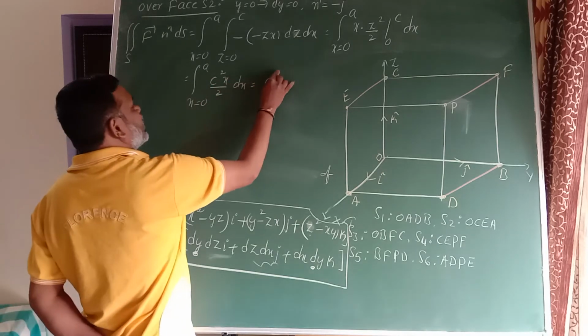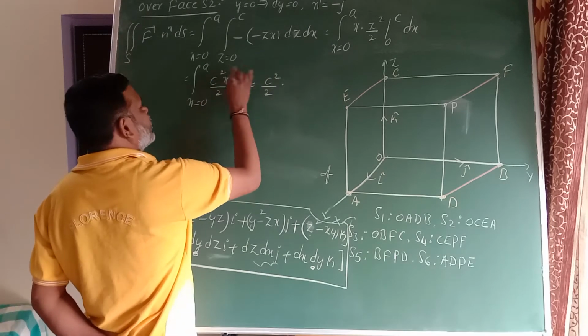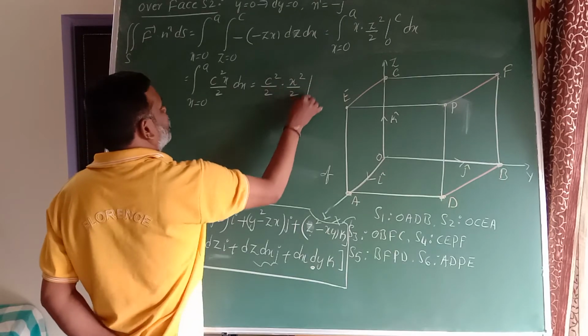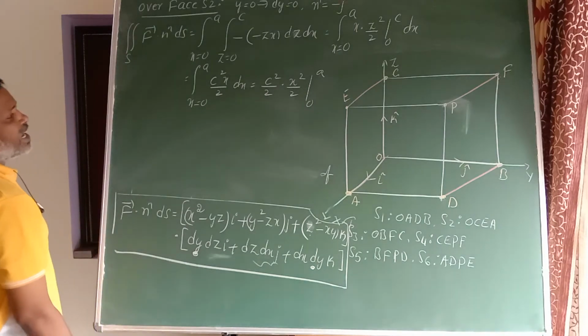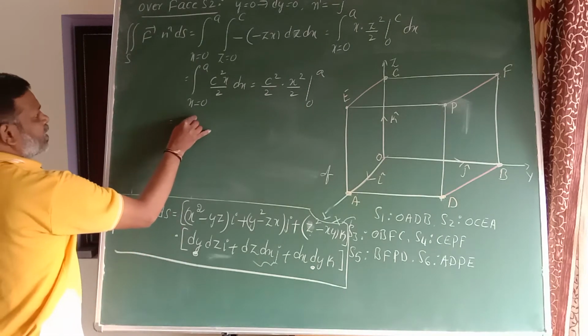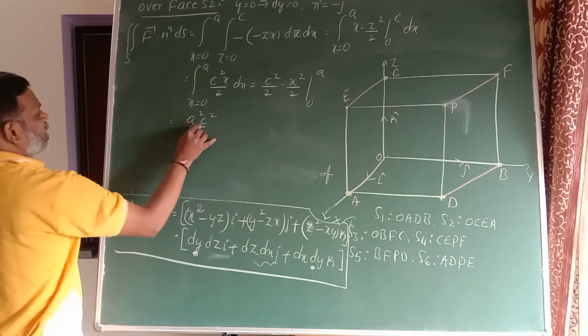Now integrate with respect to x. C square by 2 into x is what? X square by 2 from 0 to a. When x is equal to a, that becomes a square by 2. Totally what you will get? A square c square divided by 4.